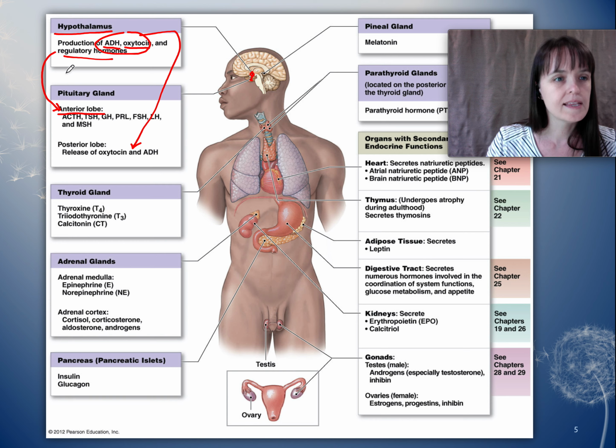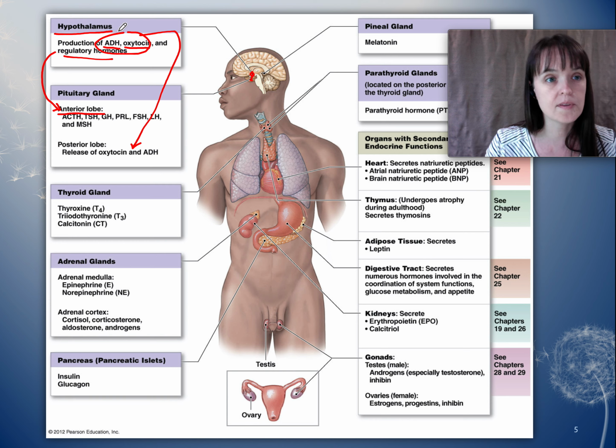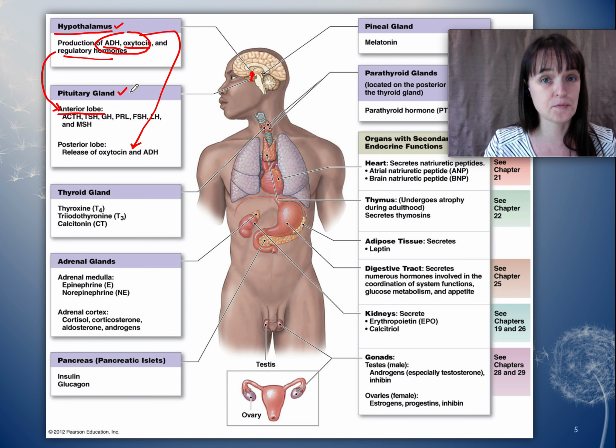Okay, then the hypothalamic regulatory hormones. The hypothalamus is the boss of the endocrine system, and it tells the anterior lobe of the pituitary gland what to do. The anterior lobe of the pituitary gland is the manager of the endocrine system and tells many of these other glands, not all of them, what to do. Some of them are independent contractors.